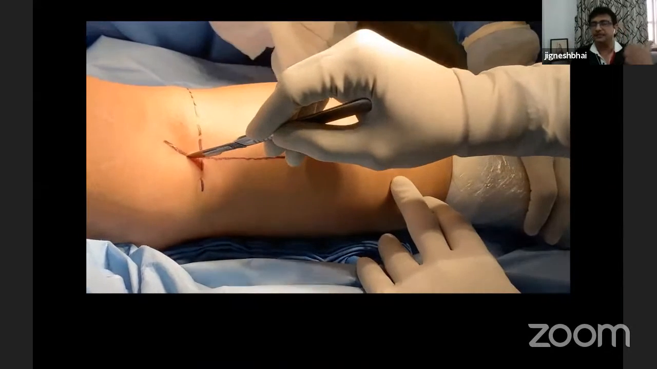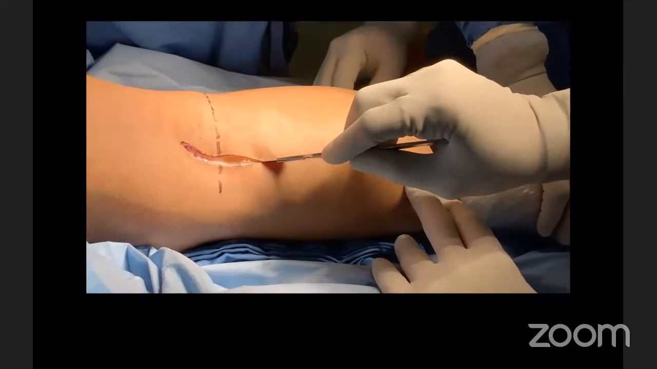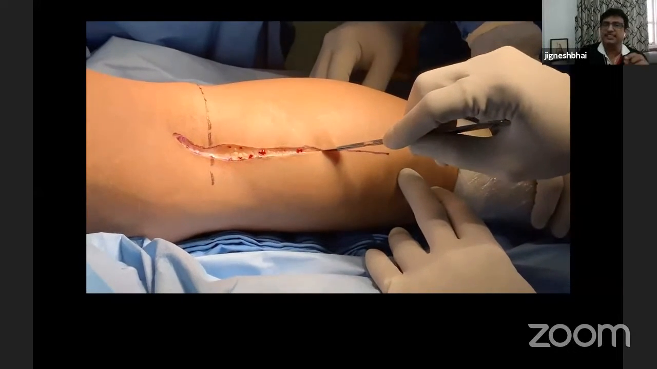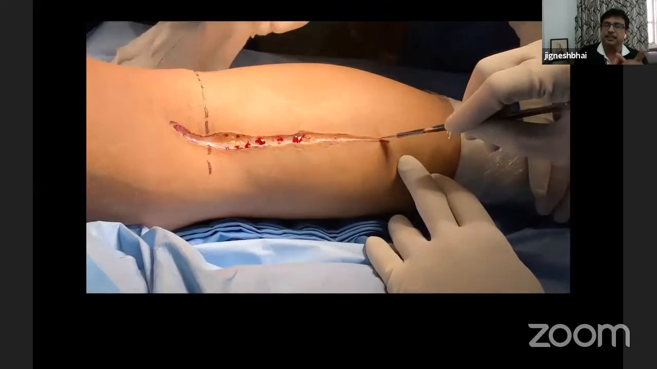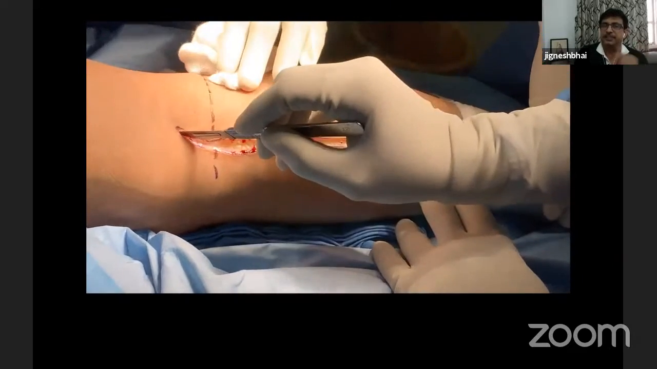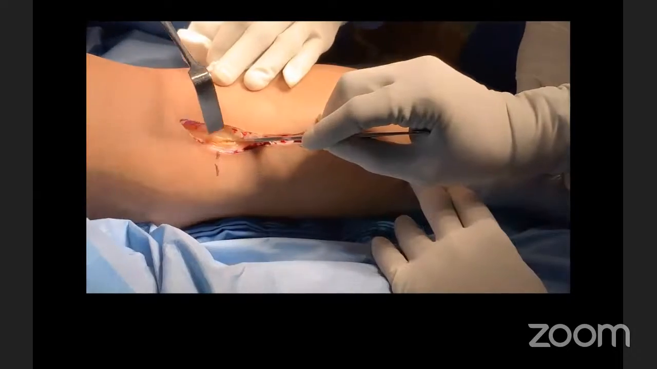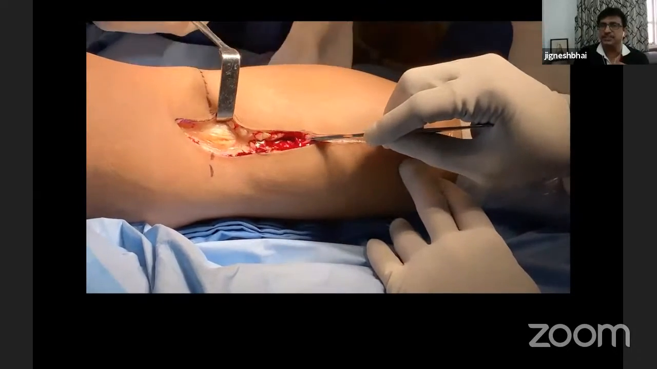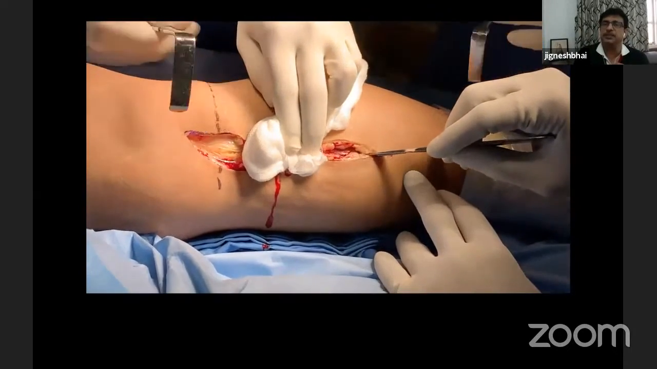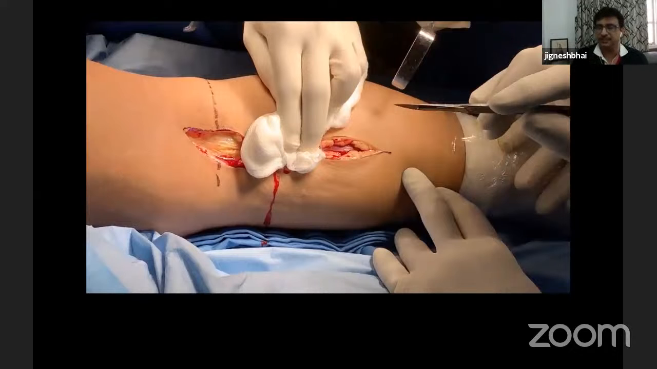Prone position, left side thigh. The transverse line is the popliteal crease, and I just curve the incision a little bit on the central side from the medial side. I'll cut skin and subcutaneous tissue gently. Don't go very deep, otherwise you will cut the gastrocnemius muscle. Bleeder comes, you just cauterize it.